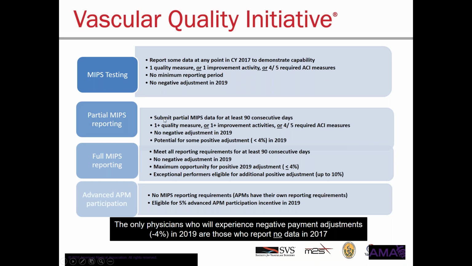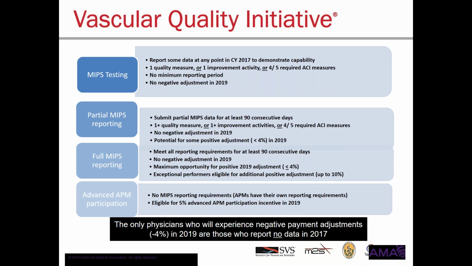But the philosophy under Go at Your Own Pace is the more you do, the more possibility of getting bonus money. So if you do 90 days, you do more quality measures, more improvement activities, etc., your potential for bonus money goes up. And if you do everything, your potential for bonus money goes way up. But more importantly, there's also an exceptional performance pool of bonus money that's $500,000 that's available. And so folks who meet the exceptional threshold will get up to an additional 10% of all their Medicare revenue as bonus money.